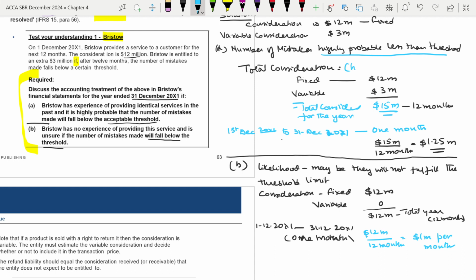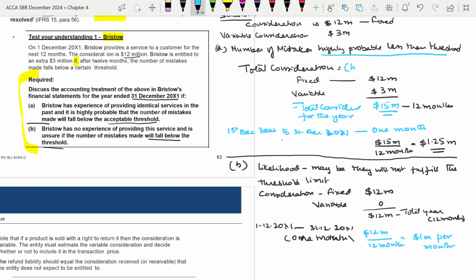If you perform, they will provide 3 million additional amount, and we are entitled to 3 million. In the first case, point A, we are below the threshold level and entitled to 3 million. The total will be 15 million for 1 year, and we calculate for 1 month, 15 by 12. Second point: they are new to the business, with no experience, so there is a probability they will make more mistakes than the limit, and then they are not entitled to the 3 million additional variable consideration.